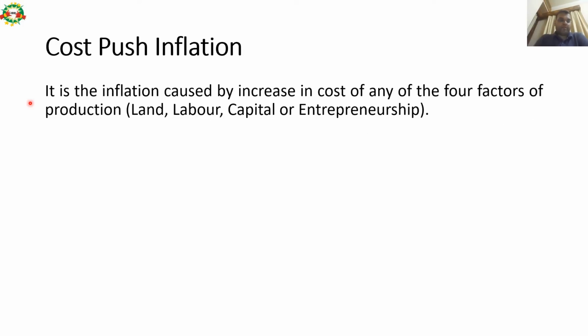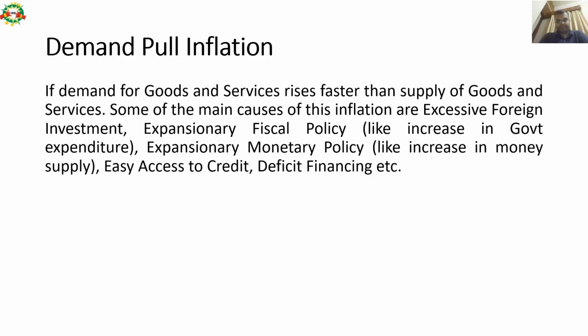Then the fourth type of inflation is cost push inflation. It is the inflation caused by increase in cost of any of the 4 factors of production. This we already discussed in the macroeconomics series, which is already given, the link is in the description box below. We already know what the 4 factors of production are, as discussed in microeconomics: land, labor, capital, and entrepreneurship.